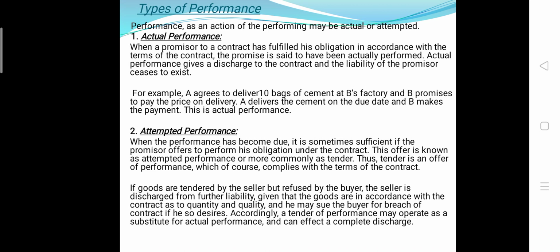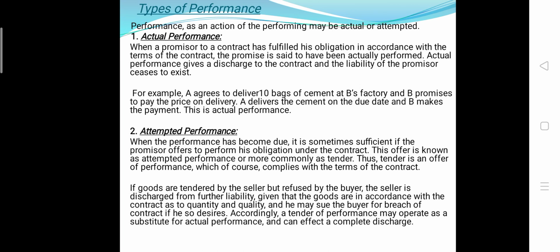Actual performance gives a discharge to the contract and the liability of the promisor ceases to exist. For example, A agrees to deliver 10 bags of cement at B's factory and B promises to pay the price on delivery. A delivers the cement on the due date and B makes the payment. This is actual performance.